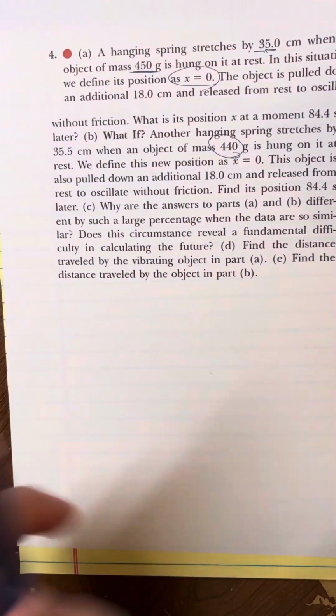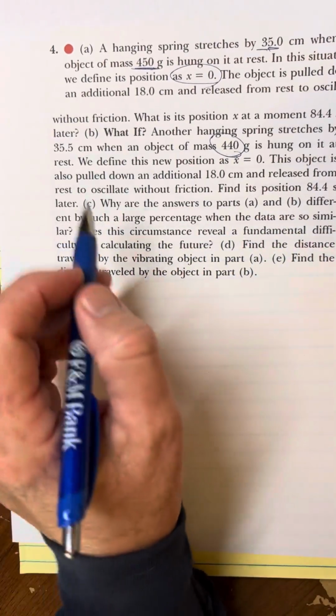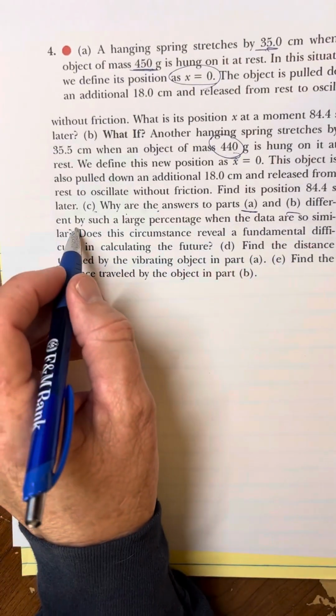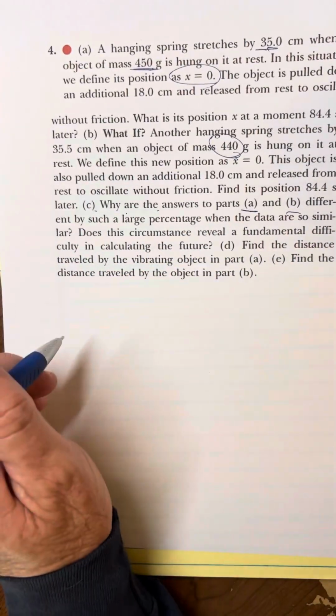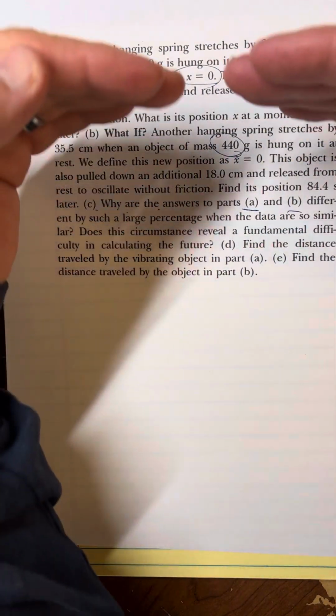And I think that's why they wanted us to do part B, because when it says find the position, and then right here, C, why are the answers of part A and part B differ by such a large percentage when the data is so very similar? So they are almost the same period.